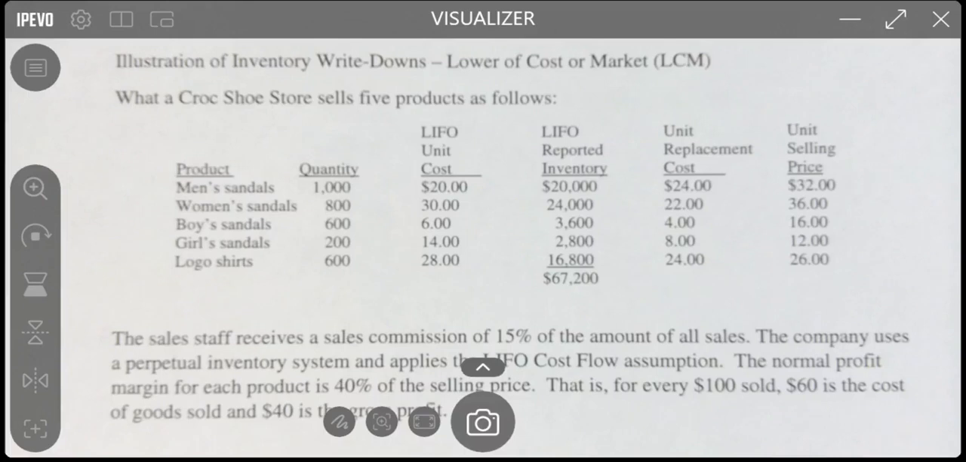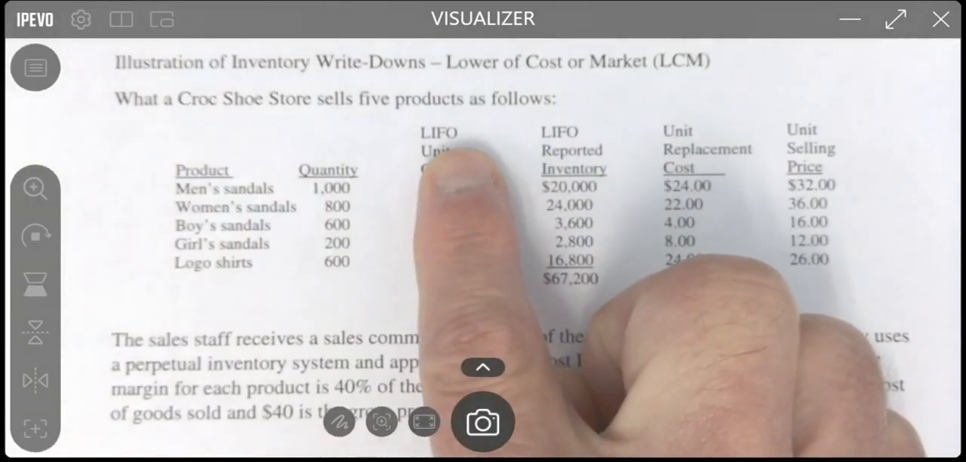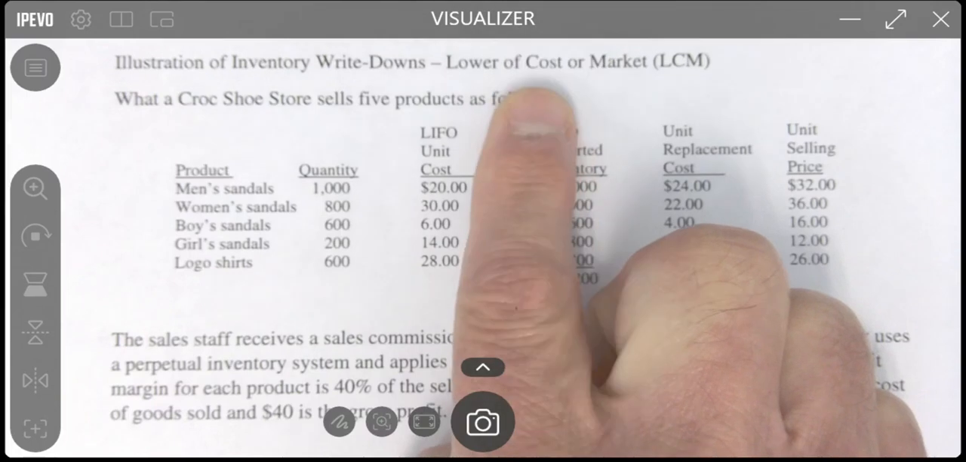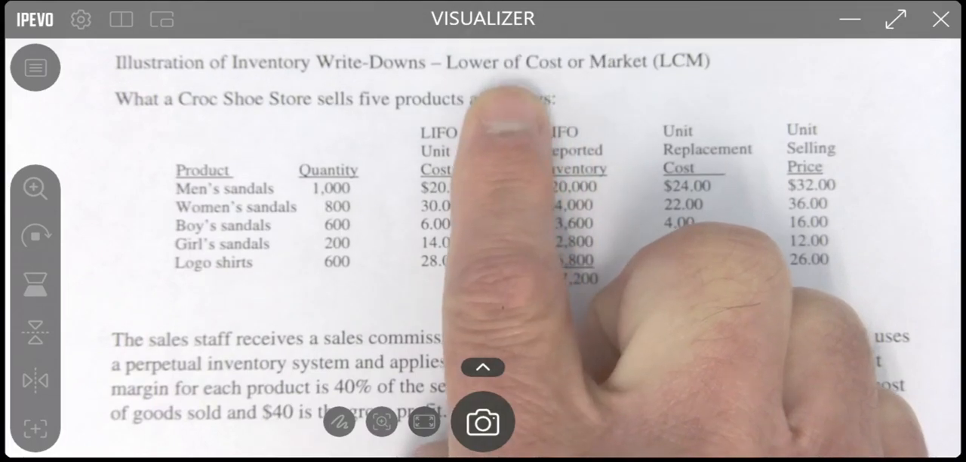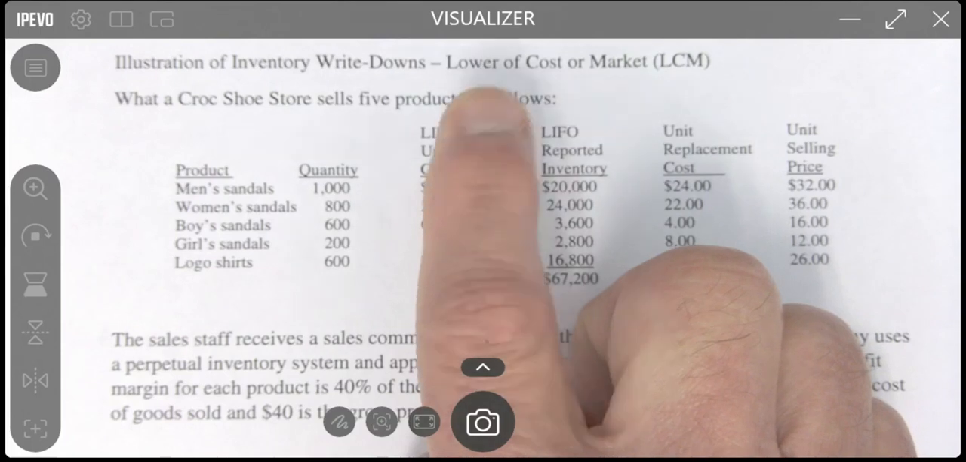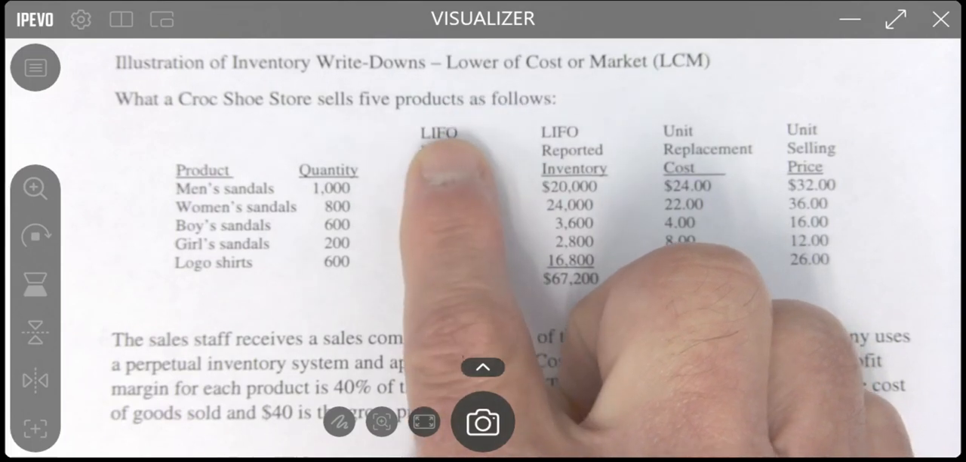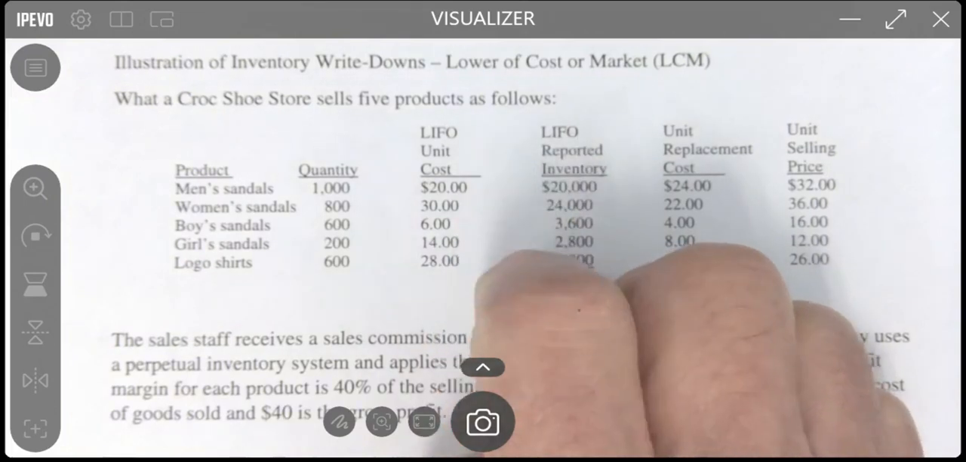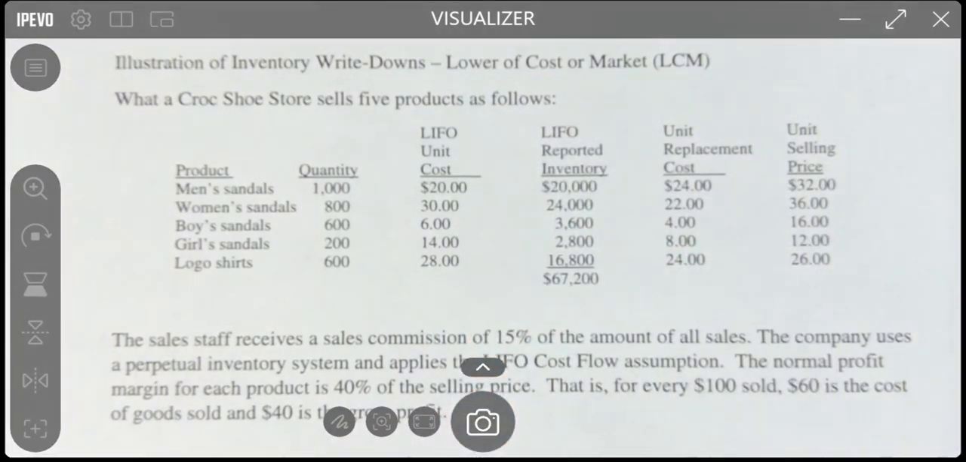Requirement number 1: the company is applying LIFO, and therefore we will apply lower of cost or market, because the lower of cost or market method is used to determine the amount of any inventory write-down, impaired inventory, when the company either applies LIFO or applies the retail inventory method. In this case, they are indeed applying LIFO.